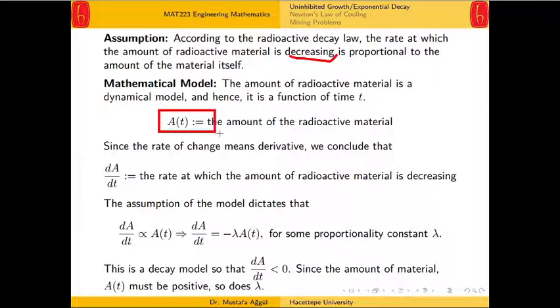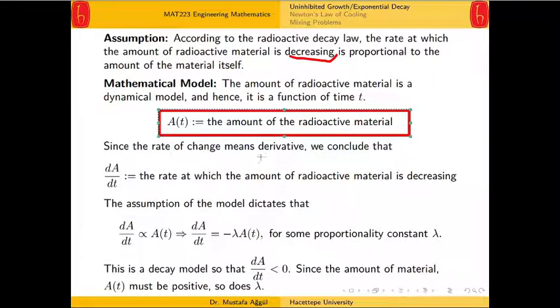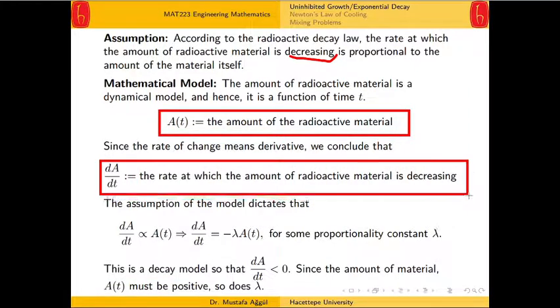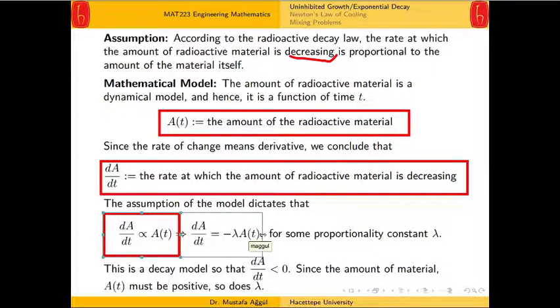Say A(t) is the amount of the radioactive material, and dA/dt is the rate at which the amount of radioactive material is decreasing this time. It was increasing before, decreasing this time, and then the assumption dictates we have dA/dt proportional to A(t), and this will be dA/dt equal to some constant times A(t).